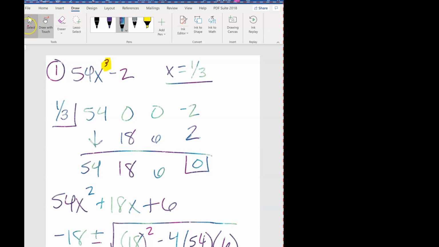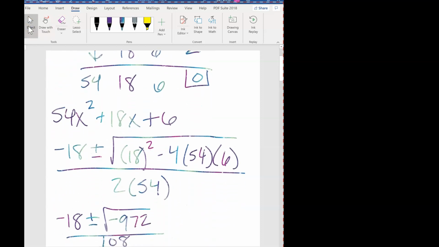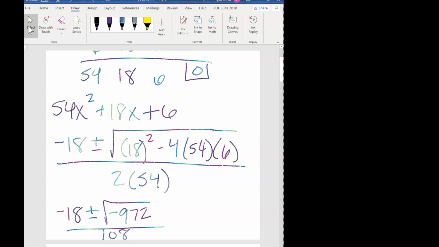Okay? Now, we're going to have to break down negative 972. So we come to the side over here, and I'm going to break 972 down. What you're trying to do is break it down until you find a perfect square root. And your perfect squares are your 4, your 16, your 9, your 25, your 36, your 49, 64, 81. I suggest knowing all the way up to 12 for your perfect squares, okay?